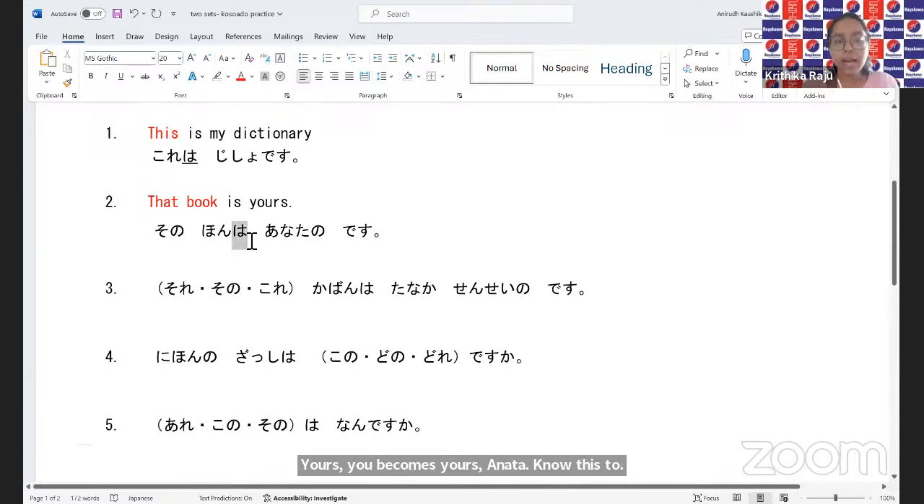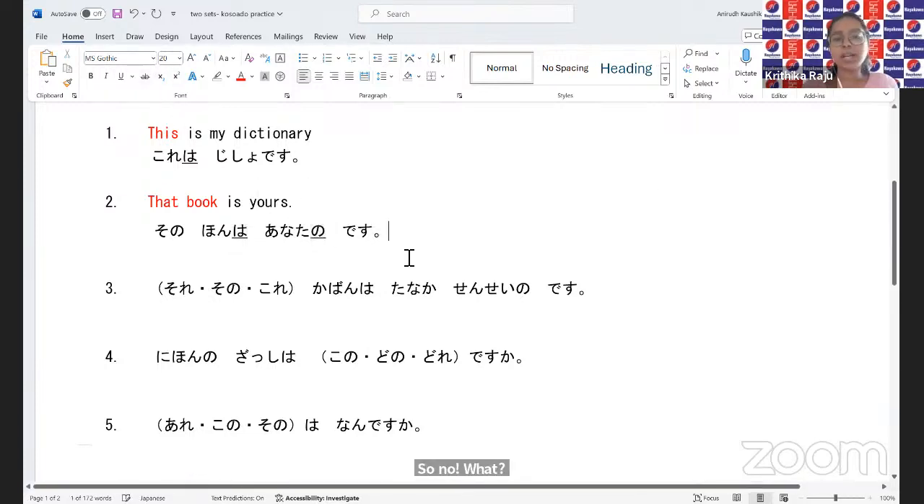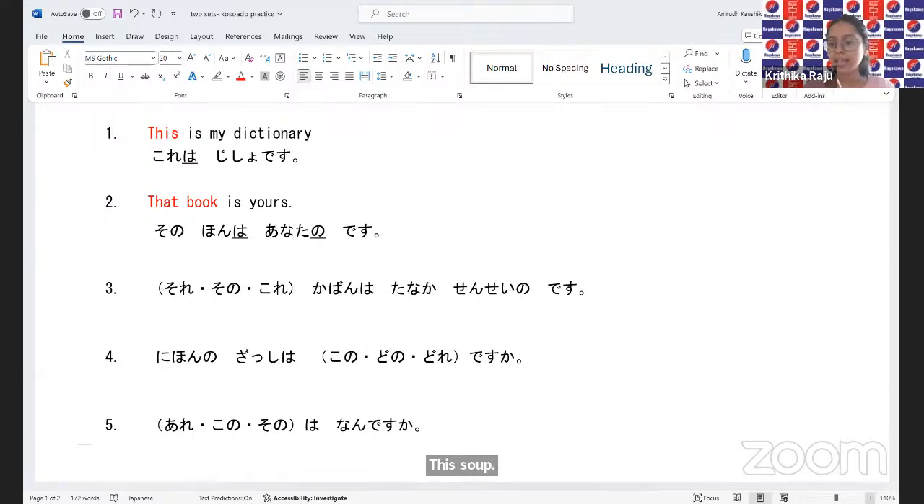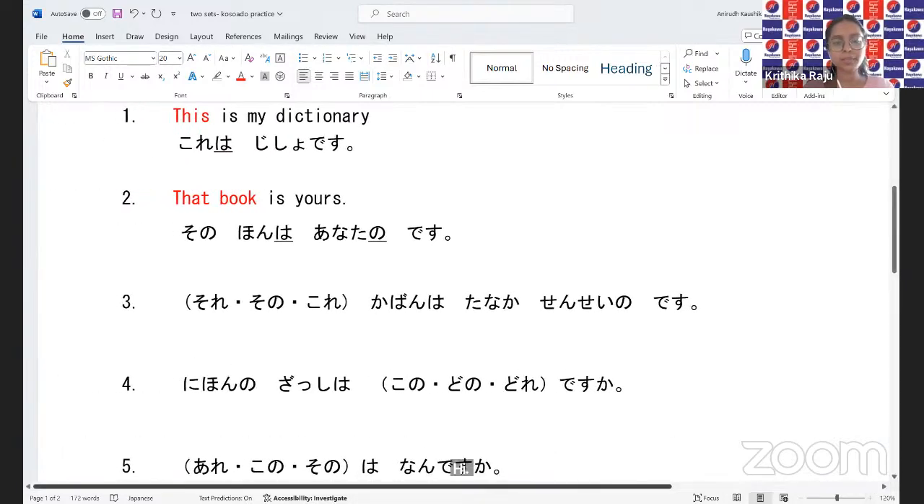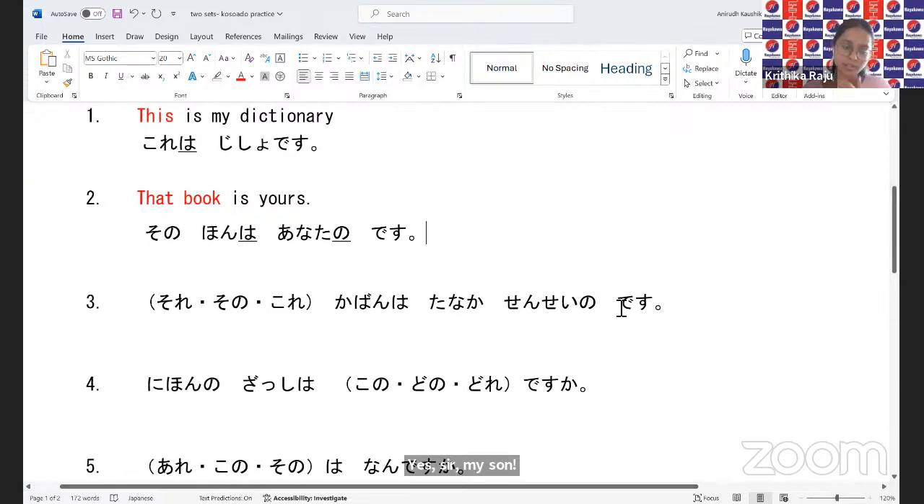Sono hon wa anata no desu, belongs to you. Sumimasen sensei. Yes. Instead of sono, can't we say sore? Yes, you can say sore wa.